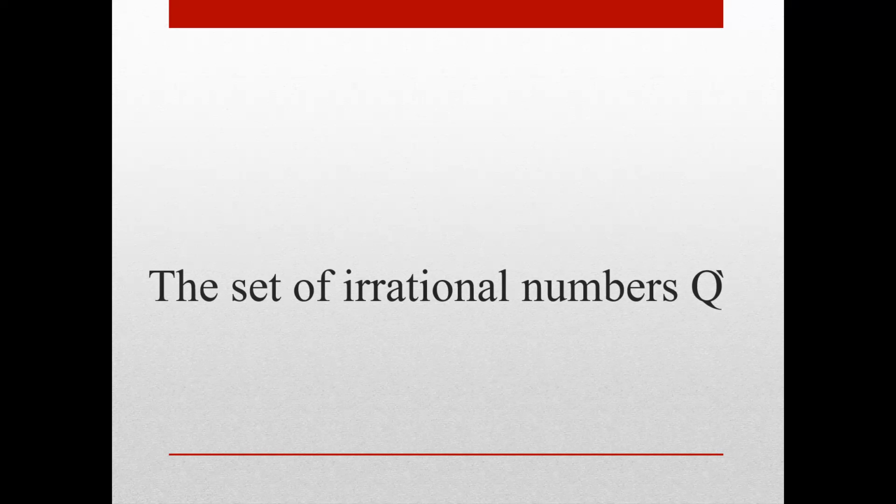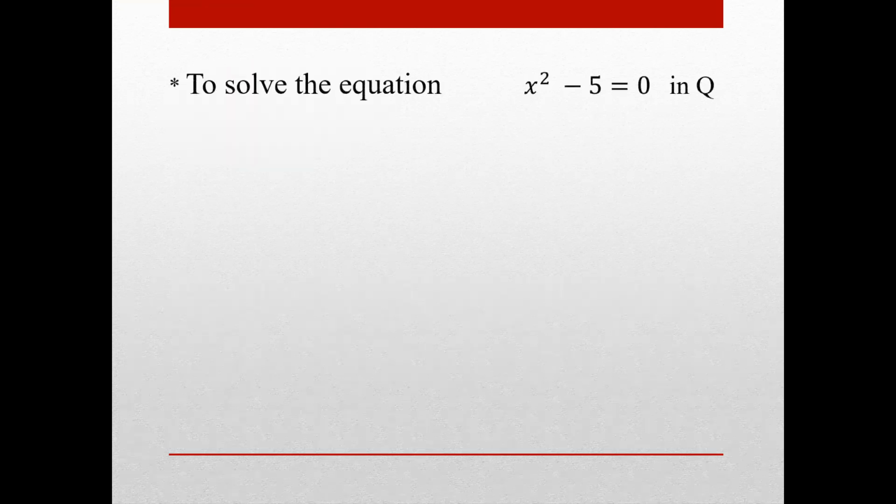For example, the fraction 2 over 3 is a rational number because it's in the form a over b and the denominator doesn't equal 0. So in general, we can say any number that can be written in the form a over b is a rational number. But today we will take the irrational numbers.